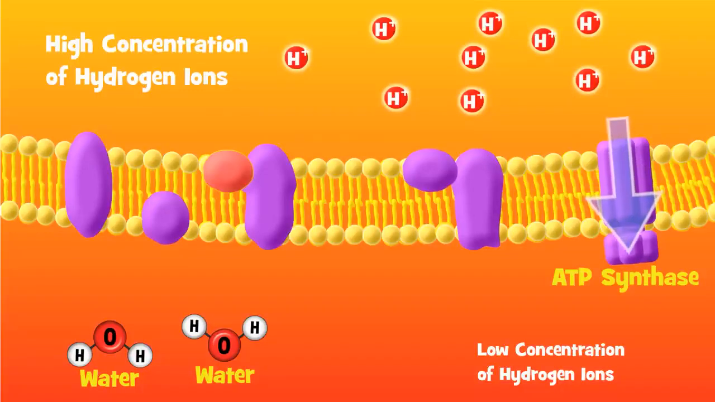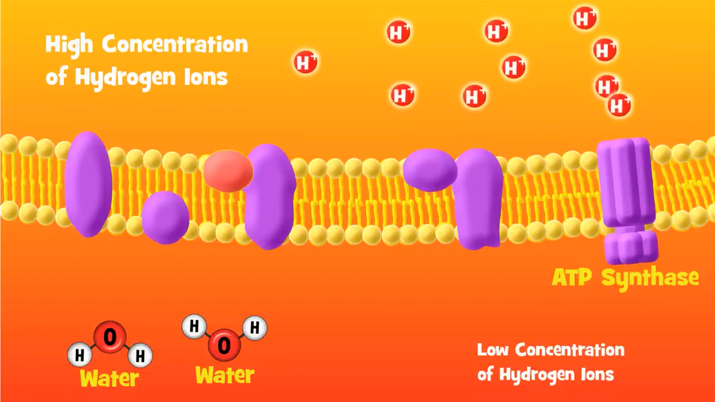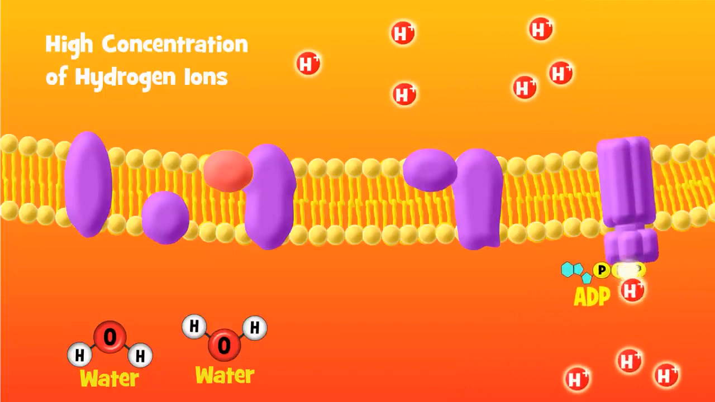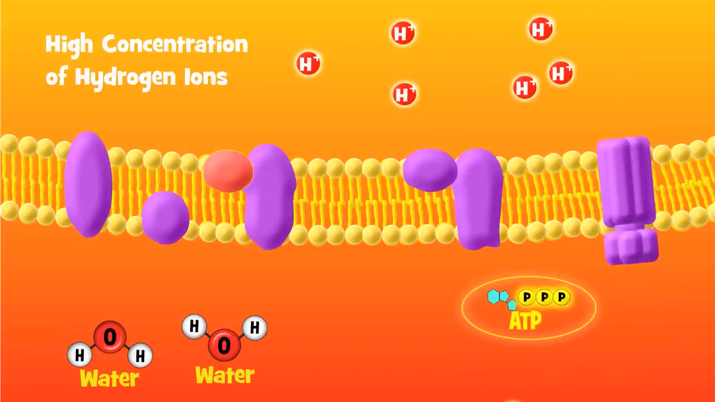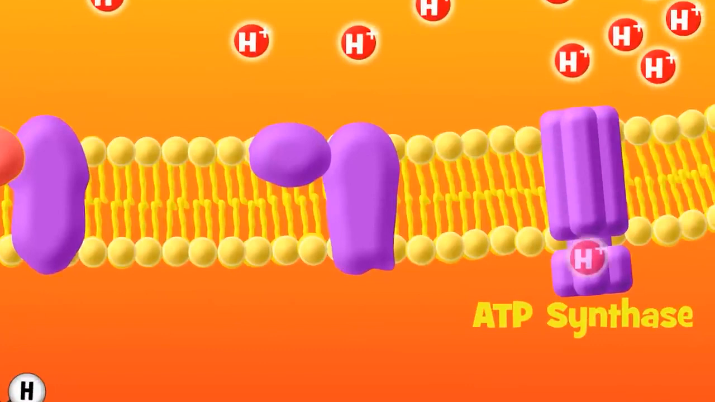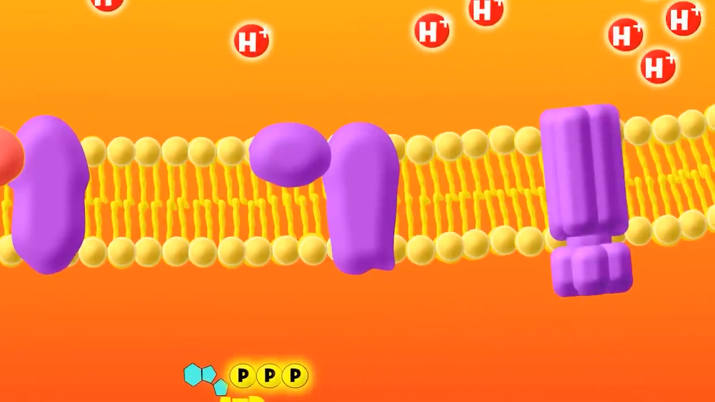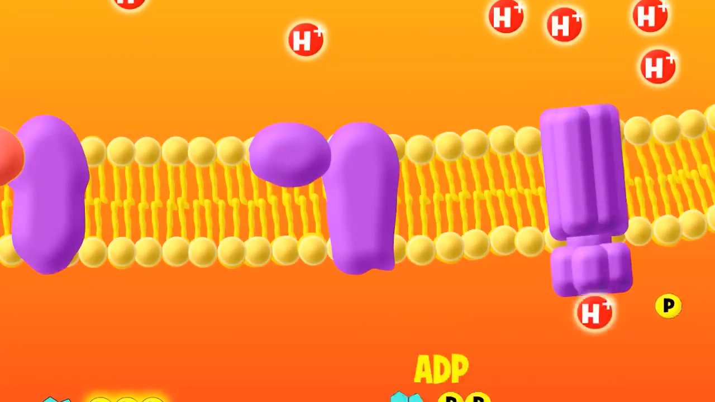This facilitated diffusion of hydrogen ions through ATP synthase causes ATP synthase to spin like a turbine and produce ATP. Such a cool mechanism. It's like a microscopic hydroelectric dam, generating ATP instead of electricity as hydrogen ions passively flow through.